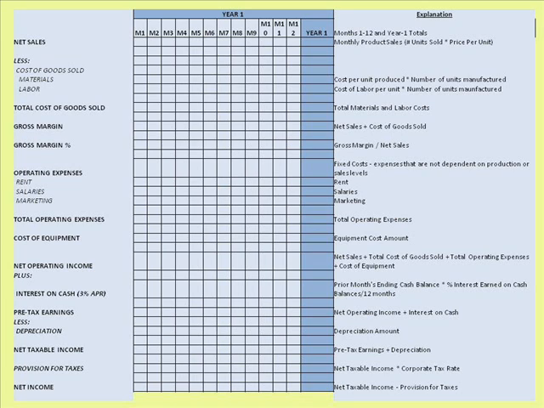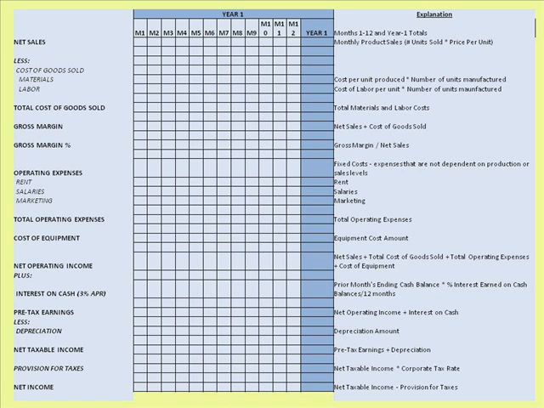We also have pre-tax earnings, which are the net operating income plus the interest on the cash and the depreciation amount. Net taxable income is pre-tax earnings plus the depreciation for the items. The provision for taxes comes from the net taxable income times the corporate tax rate. And then the net income, which will be a profit or a loss, is calculated from the net taxable income minus the provision for taxes.